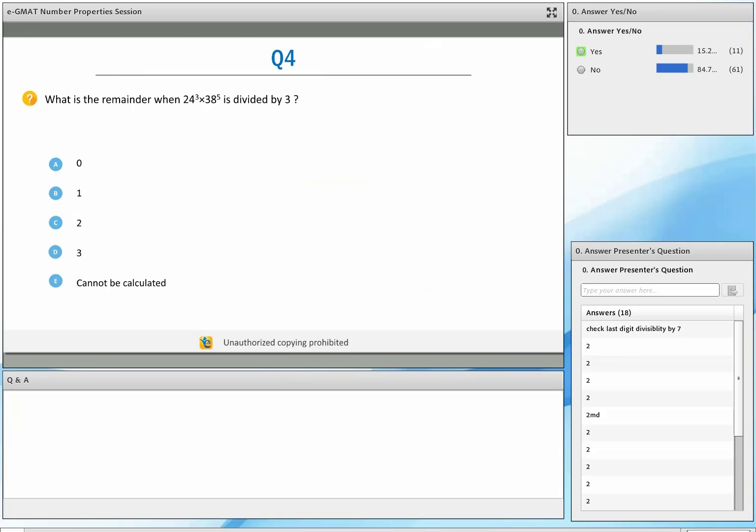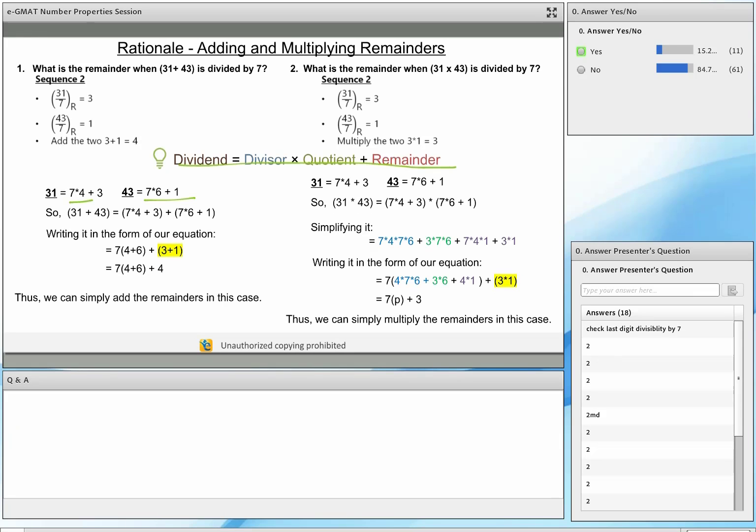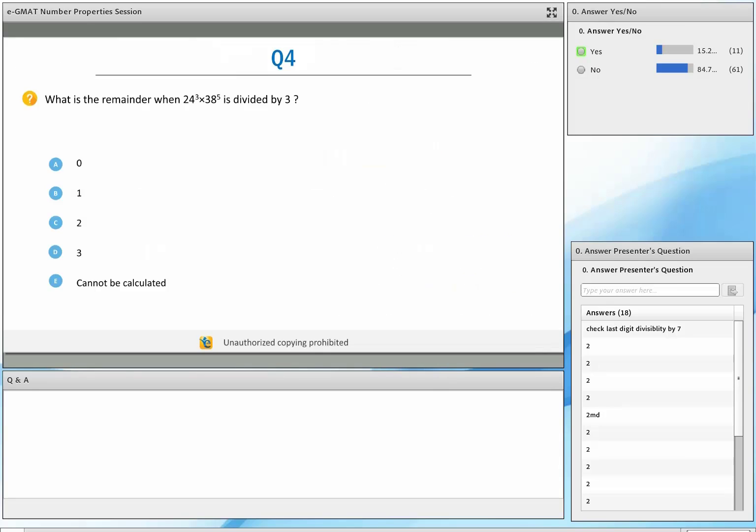But right now, to go forward in this session, I simply want you to keep this concept in mind: if you have been given a sum and you need to find the remainder when that sum is divided by 7, you can take the individual entities, divide each by the divisor, regardless of whether it's 7 or not, and then add the remainders that you get. The same thing is true for the product as well.